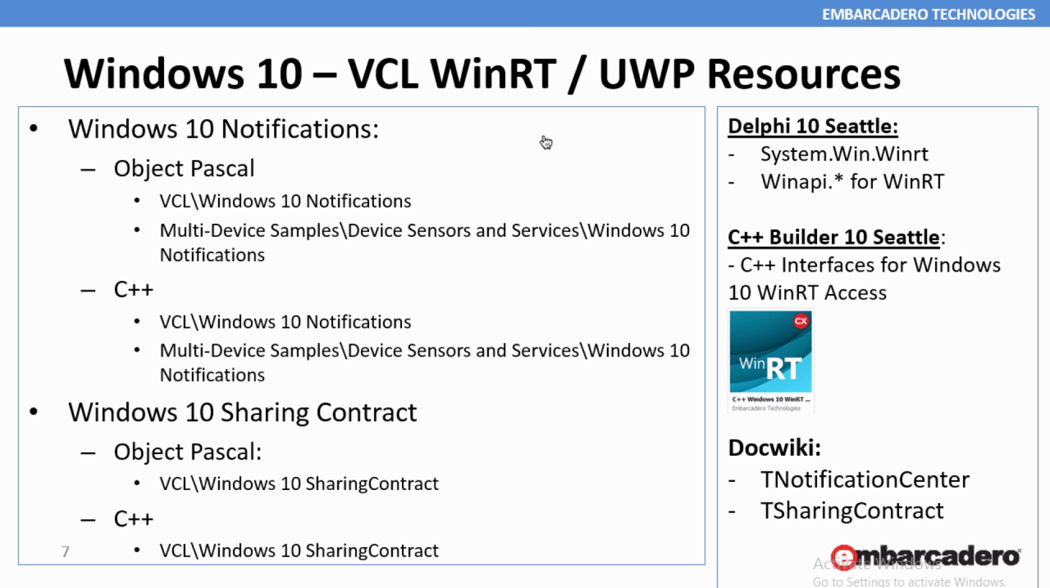This ends this session on Windows 10 and the VCL, WinRT, and Universal Windows Platform. For additional resources, look at the examples for Windows 10 notifications and Windows 10 sharing contracts for both Object Pascal and C++. For Delphi 10 Seattle, look at the new Win API units for WinRT. For C++ Builder 10 Seattle, use the GetIt Package Manager to install the C++ interfaces for Windows 10 WinRT access, and look at the doc wiki for the Windows 10 notifications and the new Windows 10 sharing contract components.